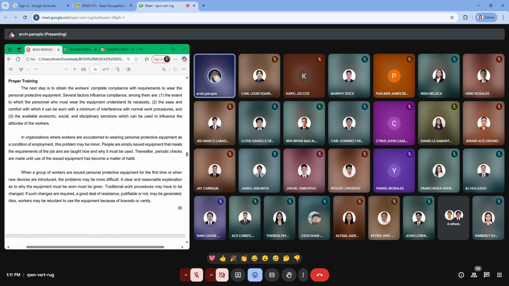I-approach ninyo sila na the issue is approved during the onboarding, or provide a quick demo on how to use it, conduct periodic spot checks, and it becomes second nature.